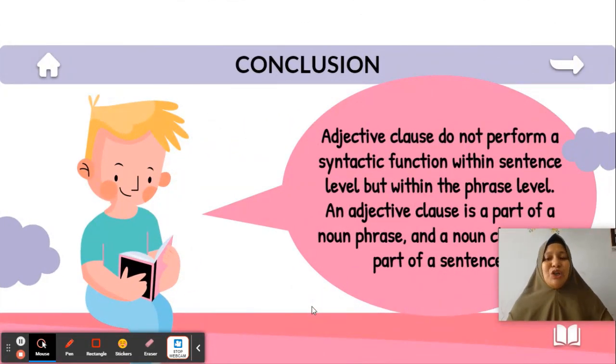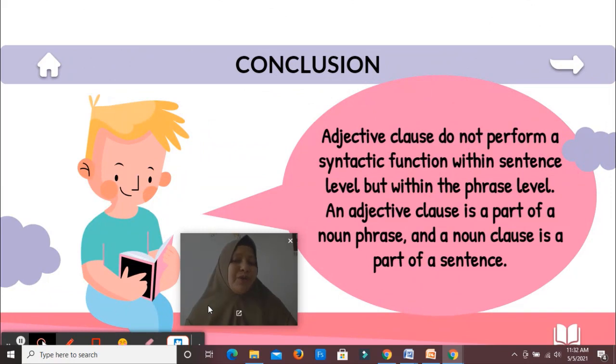The next is conclusion. What we are going to conclude here is about the difference between noun clause and adjective clause. Okay, adjective clauses do not perform a syntactic function within a sentence like noun clauses have. The syntactic function of an adjective clause is at phrase level. Okay, an adjective clause is a part of a noun phrase, and a noun clause is a part of a sentence.